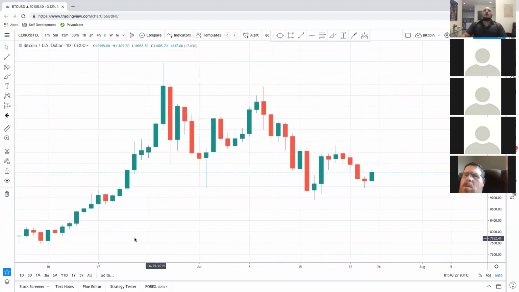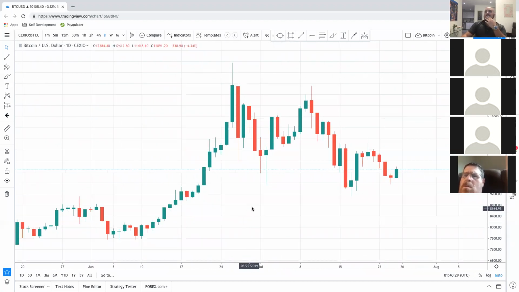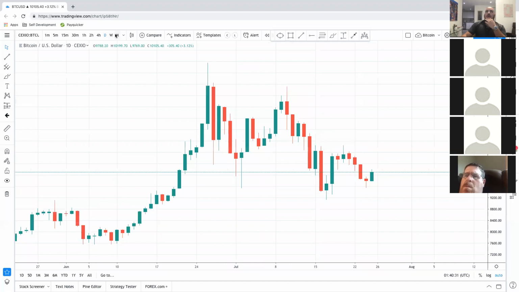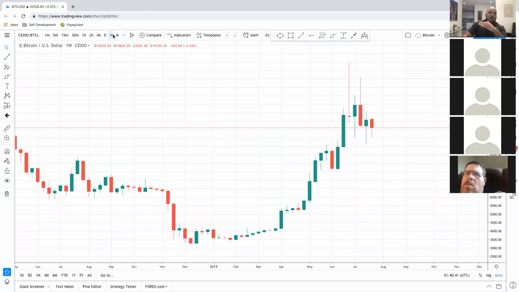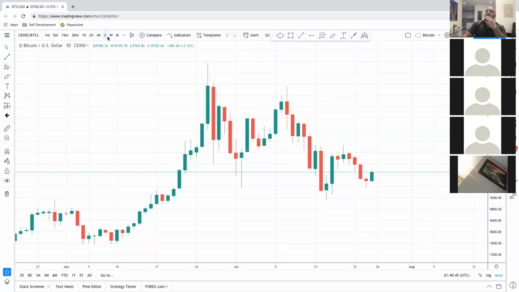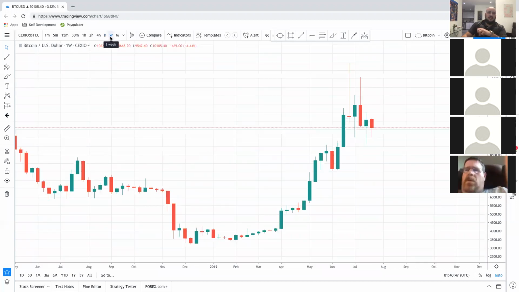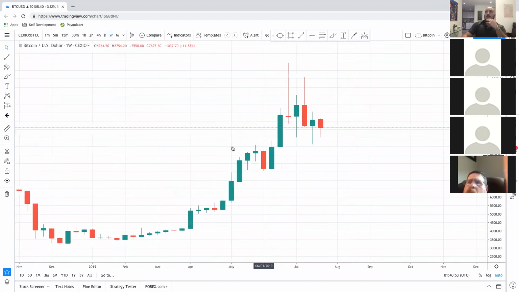Now, when you look at a chart like this, guys, always start on your higher time frames, right? So write this down: top-down analysis. You want to start in your biggest time frame, right? Weekly candles, daily candles, okay? And if you don't know what candles are, make sure you go back to the academy and dive into the academy so that you can understand candles a little better.